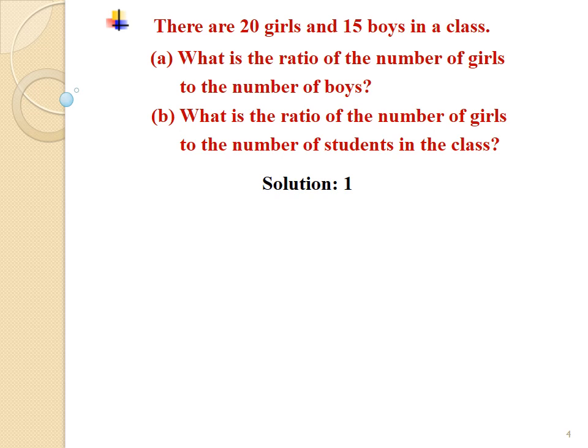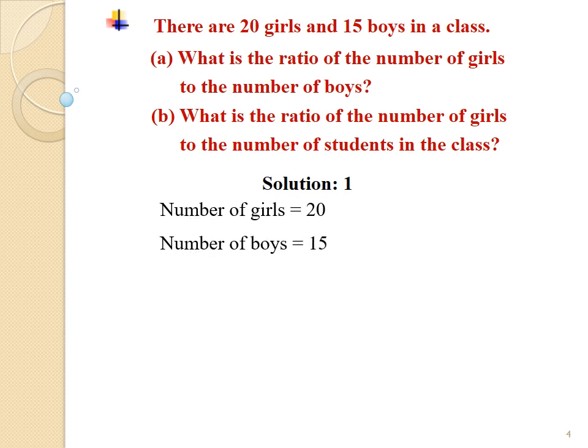So now, let us solve sum number 1 and find out both the ratios after writing the necessary information given to us. Number of girls given to us: 20. Number of boys given to us: 15.